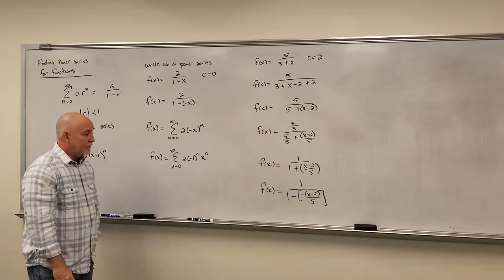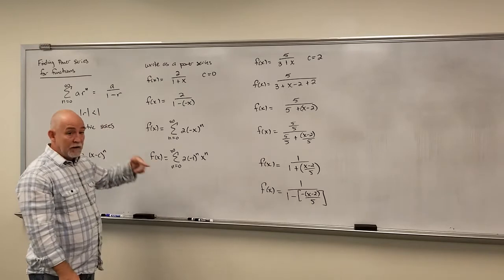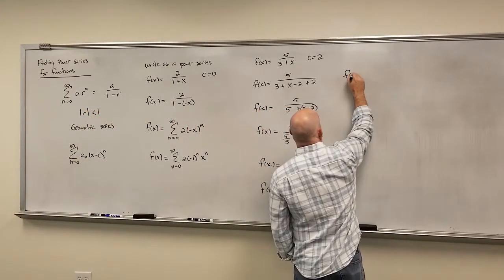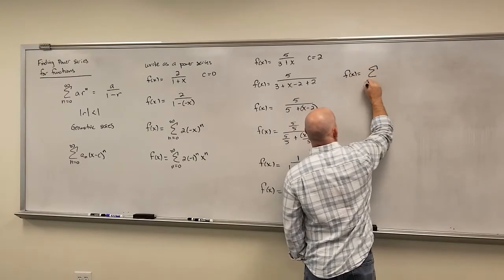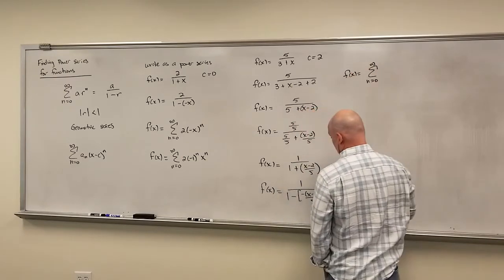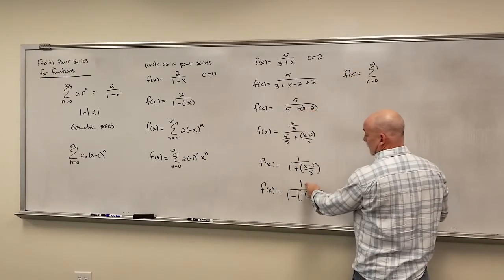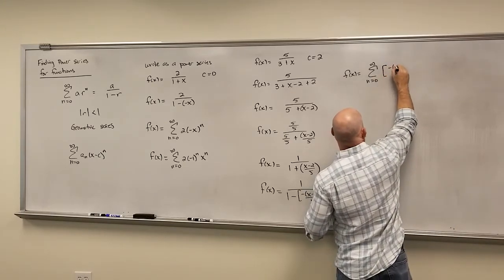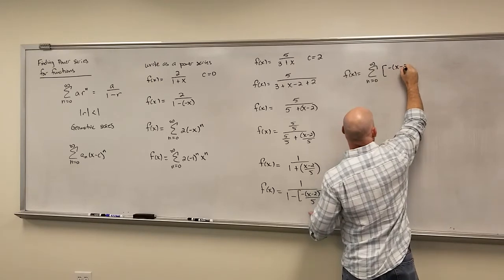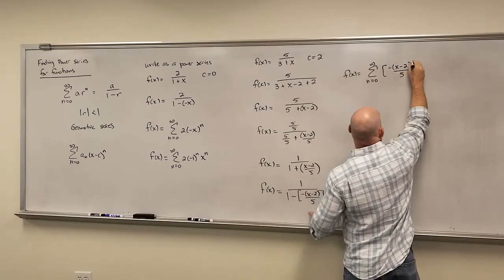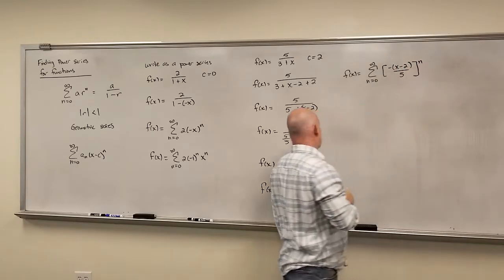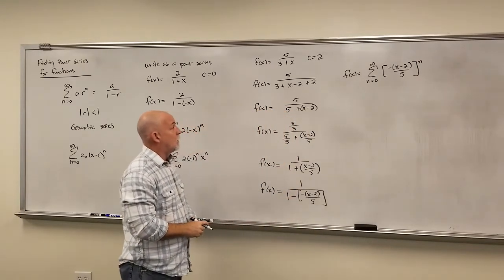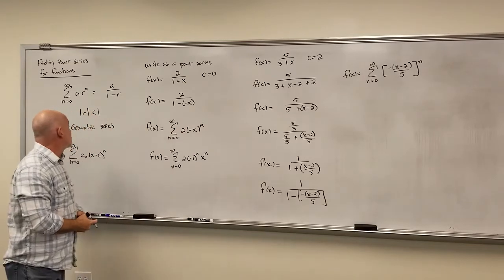Okay, so now that we have it exactly in our geometric form, I should be able to put this into a power series. So I'm going to say that our f of x is now equal to the sum n equals 0 to infinity. Our a is 1, r is negative x minus 2 over 5 to the n. So a over 1 minus r, so that's our r. Now generally we're going to put this in our power series form.